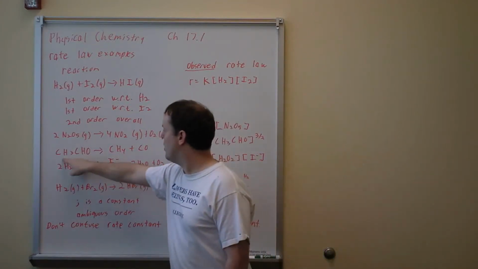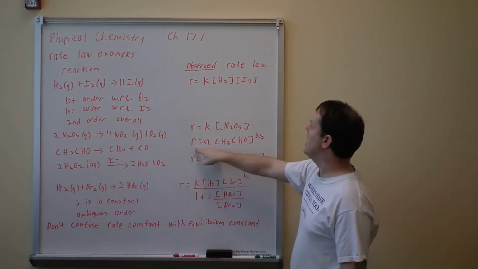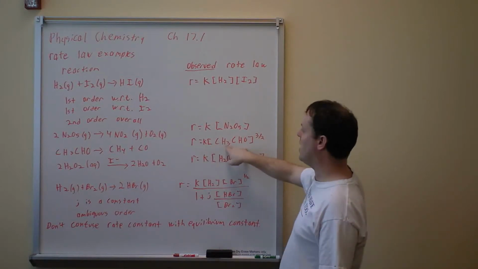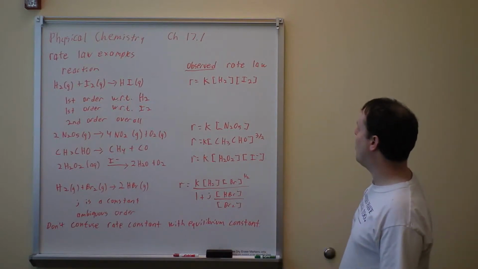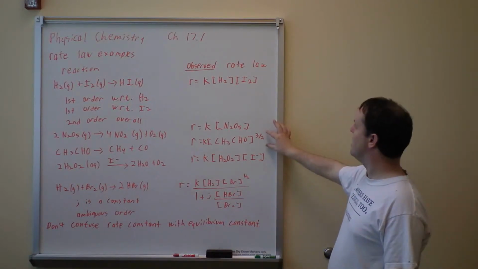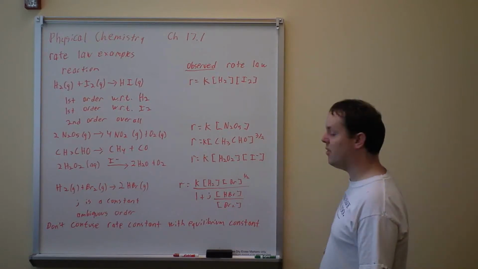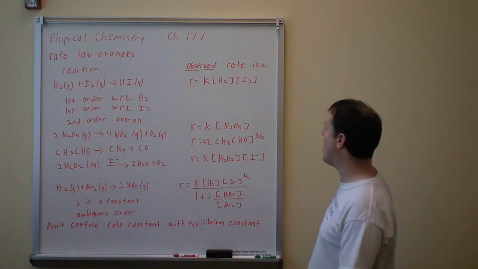Now here's a more interesting one. We have CH3CHO going to CH4 and CO. The rate this time is R equals k times the concentration of your reactant to the 3/2 power. Remember what I said before, that this exponent can be anything. It can be any real number. It's almost always positive, but it can be an integer, half integer, weird fractions, whatever.